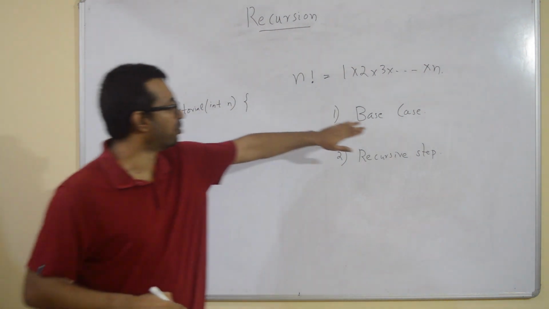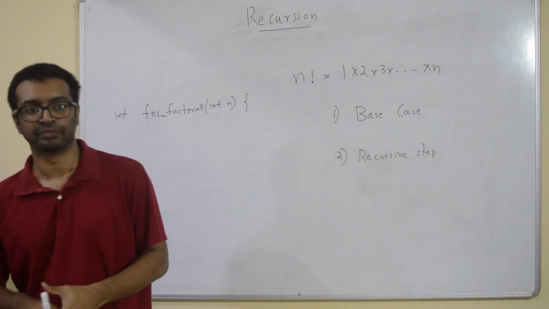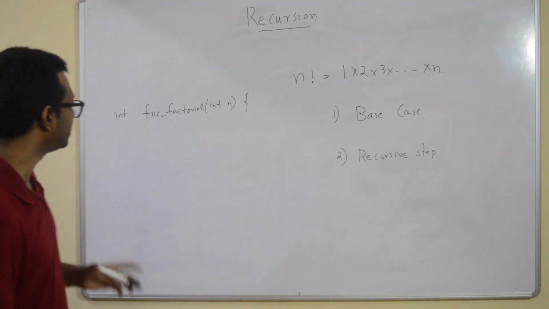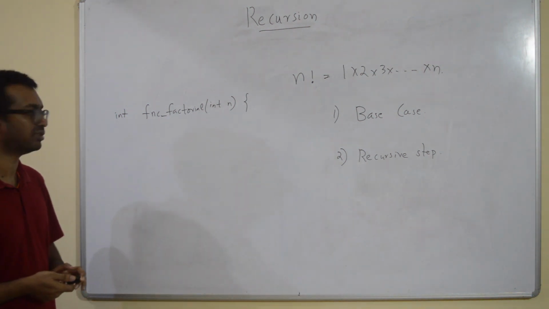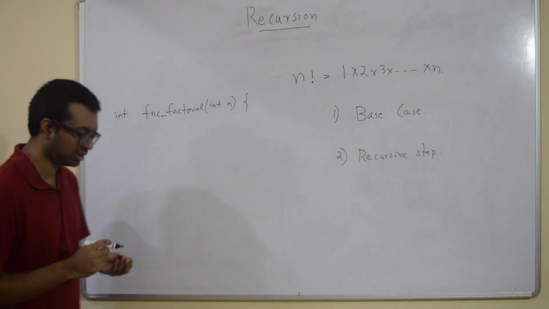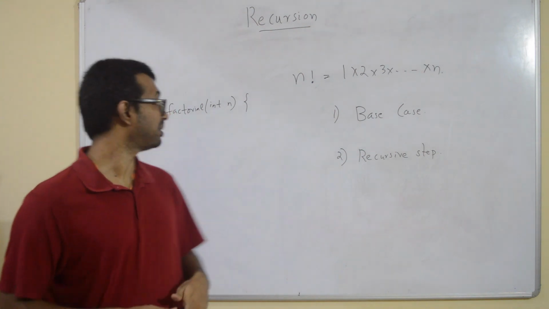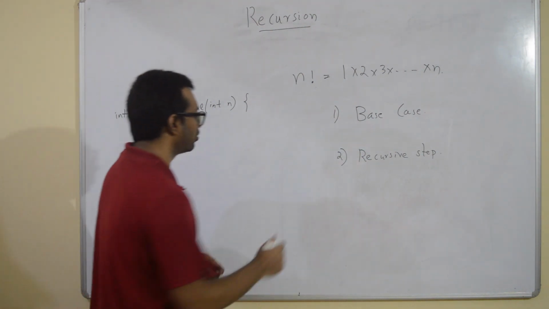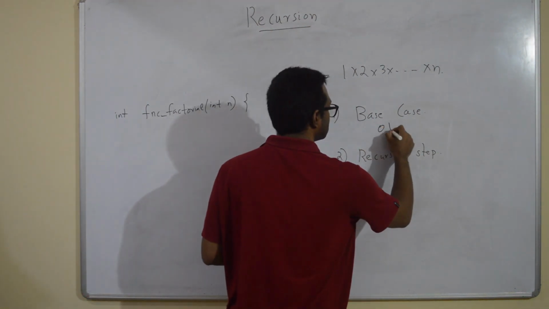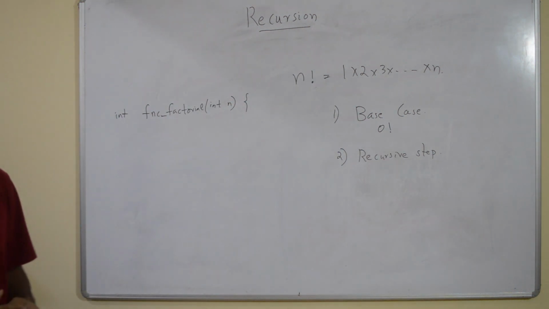So we have to see, there are two parts. Every recursive function should have two parts, the base case and the recursive step, right? So I am going to write the base case first, and then I will write the recursive step. Now the base case first. What is the base case? What is the simplest case for the factorial? The simplest case for factorial is 0 factorial. What is 0 factorial? 0 factorial is 1.